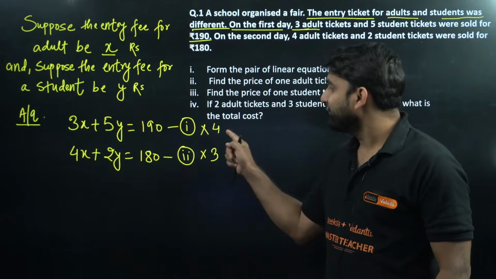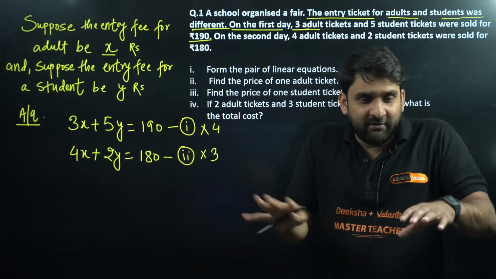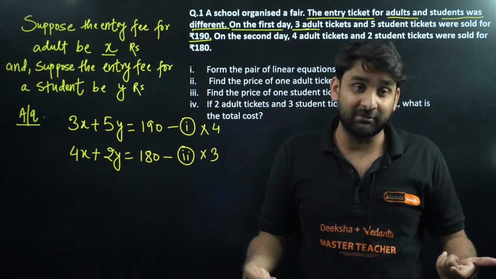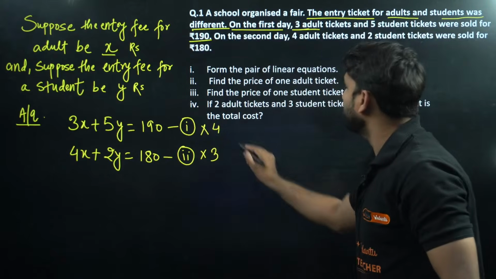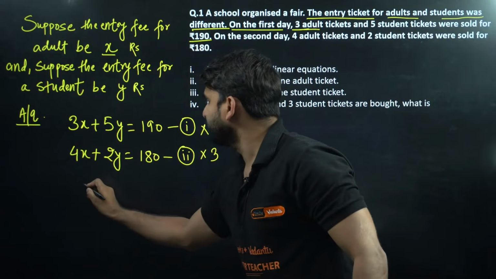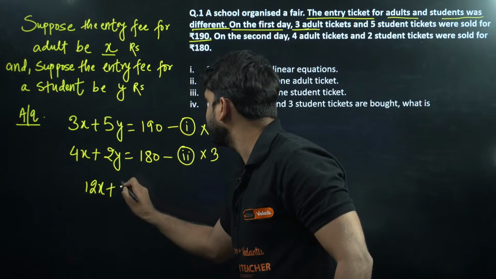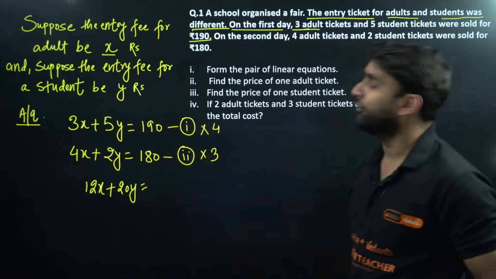Yes, this 4 will be impacting the other numbers also, no doubt. But our intention is to make the coefficient of x similar, because we want to eliminate the X family. So after multiplying, what will be the scenario? Let me show you the scenario here. So this will become 12x plus 20y is equal to 190 into 4.